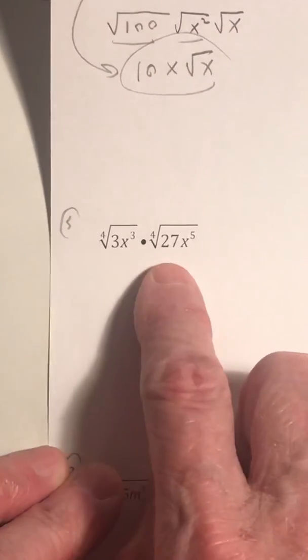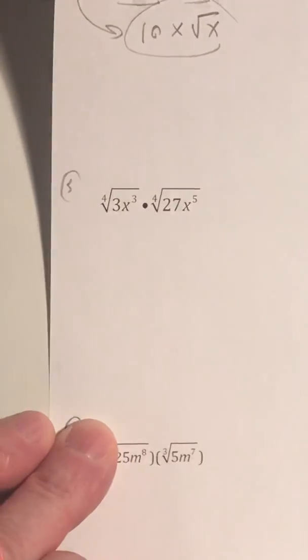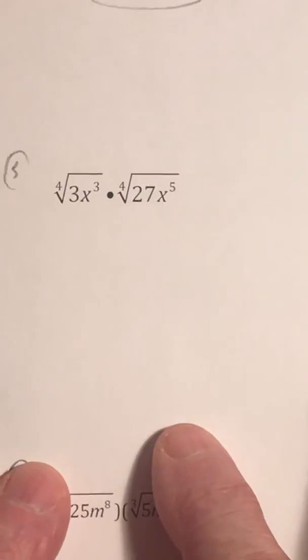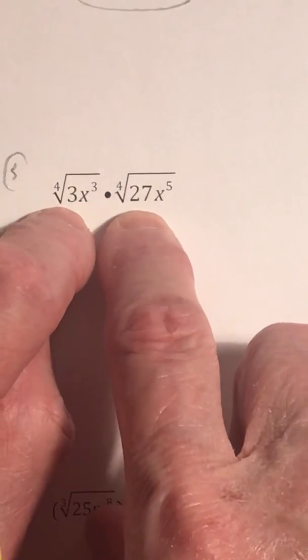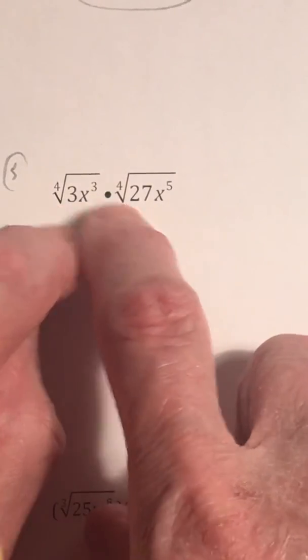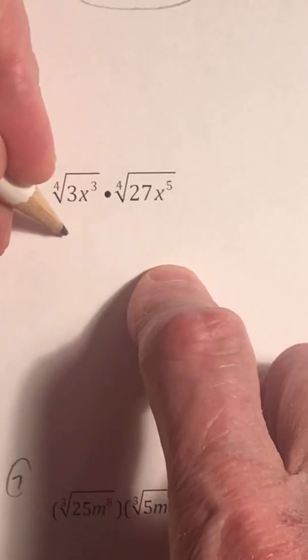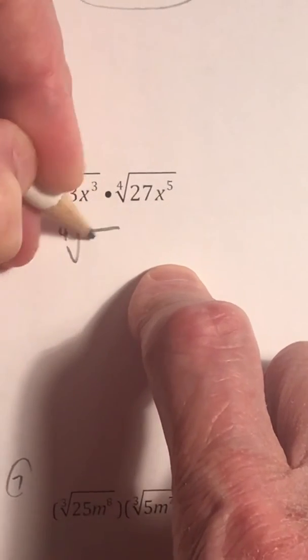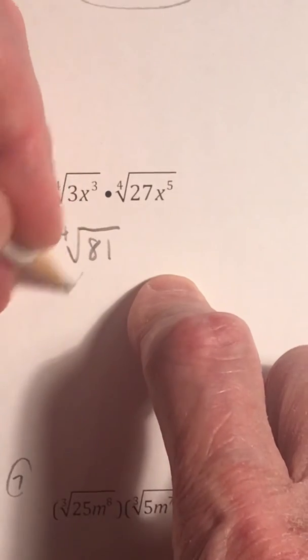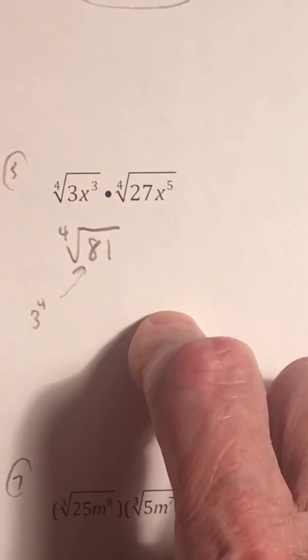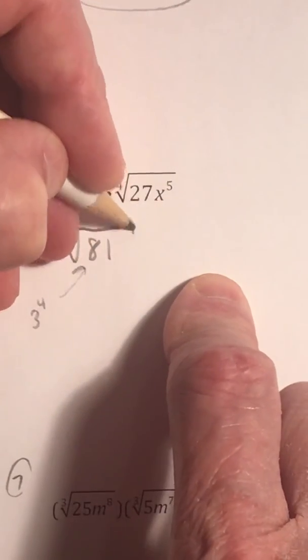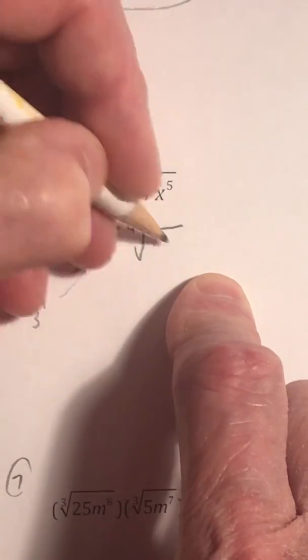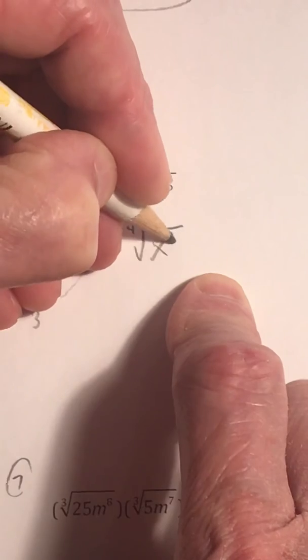And it's a 4th root times a 4th root. Gosh, we're getting more complicated. Neither one of these is a perfect 4th power, 3 nor 27. But if I multiply those together, I get 81. 81 is 3 to the 4th power. That's nice. And then x to the 3rd times x to the 5th, make that x to the 8th.